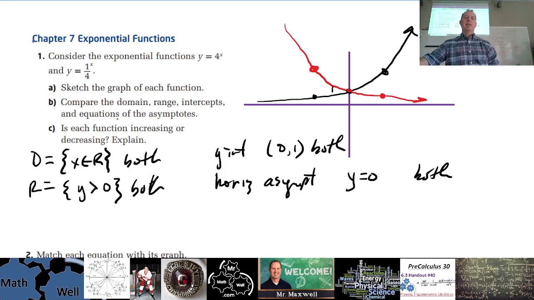Okay, C then says, is each function increasing or decreasing? Well, we said that already. This is increasing right here, and this is decreasing. And that's because of the nature of the base, right? If it's greater than 1, it increases. If it's between 0 and 1, it is decreasing. Okay, any questions about number 1?